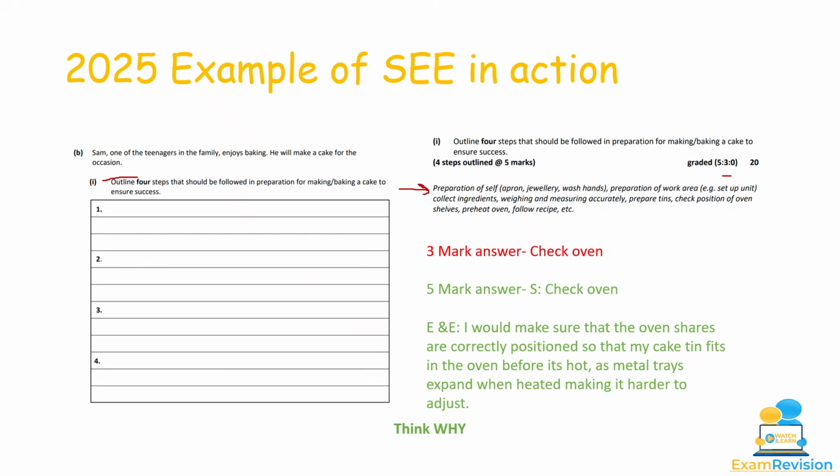So if you're looking to get the full 5 marks, S is state, so that's check the oven, okay? Then you're going to explain, example. So you would say, I would make sure that the oven shelves are correctly positioned so that my cake tin fits in the oven before it's hot, because as we know, metal expands when heated, which means it's going to be harder to adjust it, which means I'm more likely to burn myself, okay? So you're thinking why the whole time. Why did I do this and that? Why is your reason, and that's what's going to give you your explain, your example, and that's what's going to distinguish you from a merit versus a higher merit and a distinction answer.